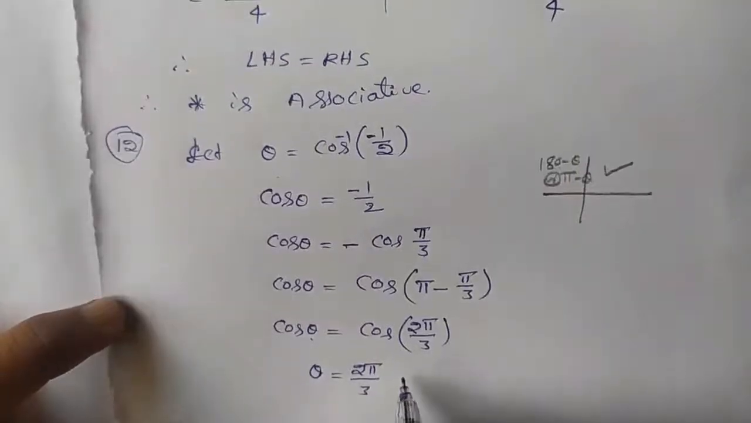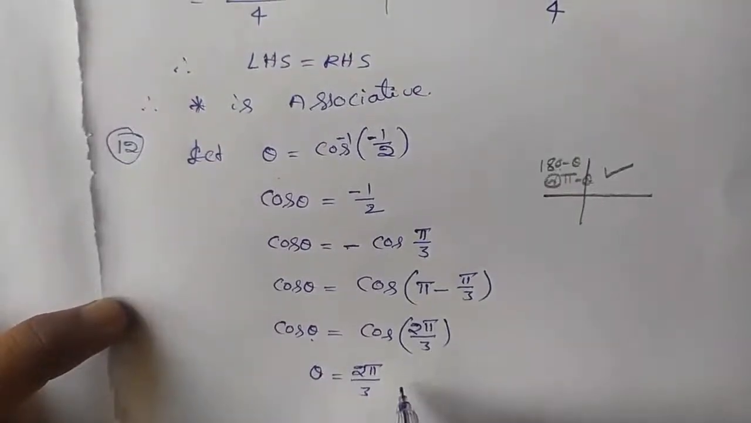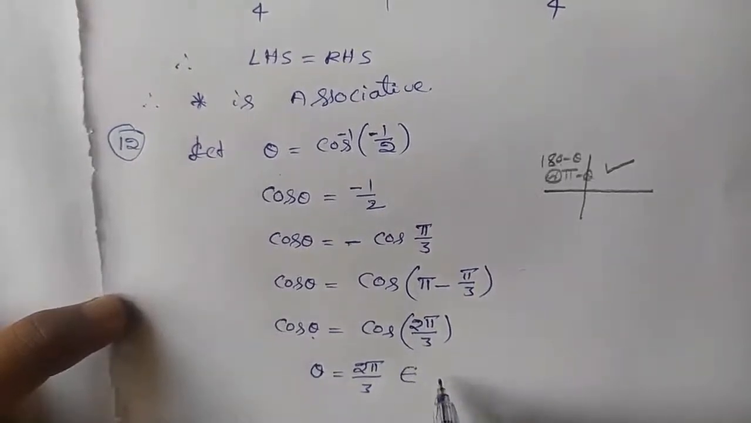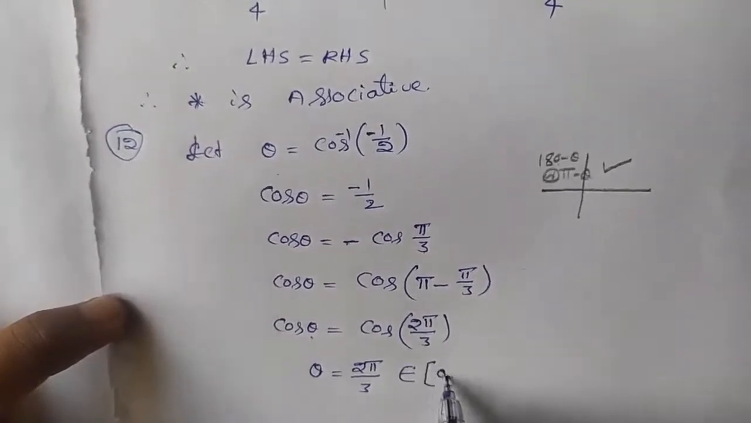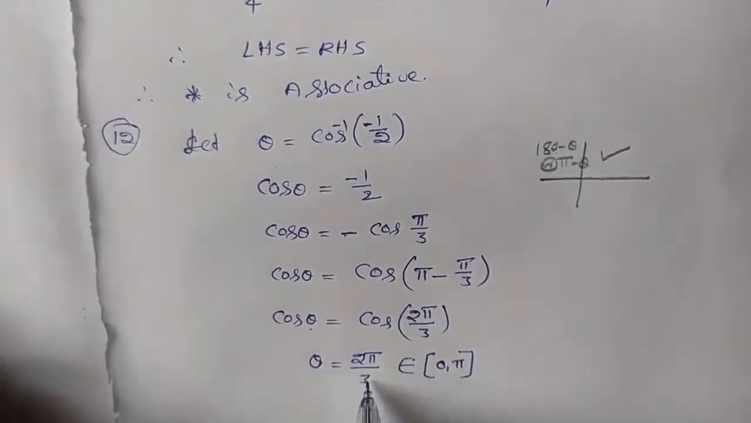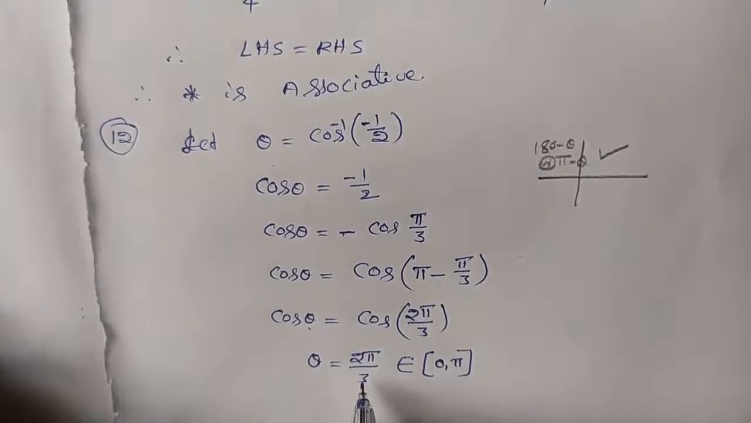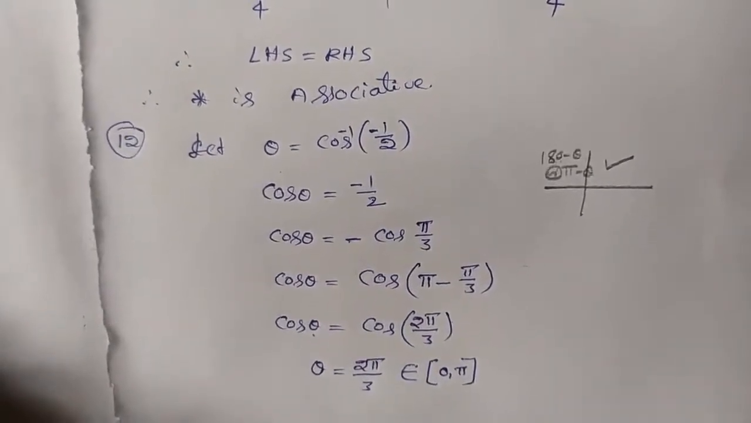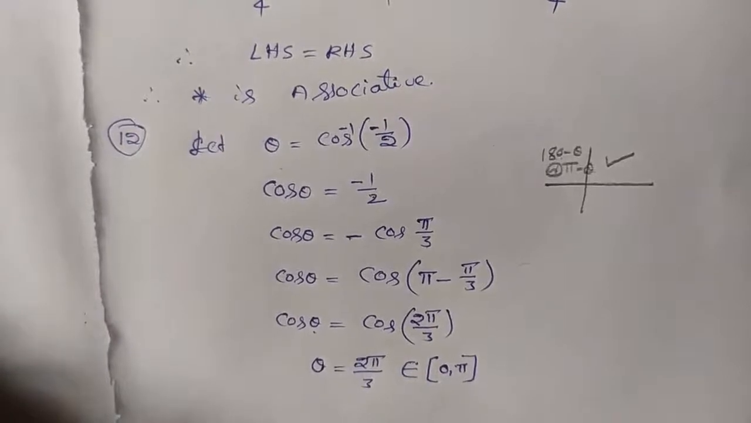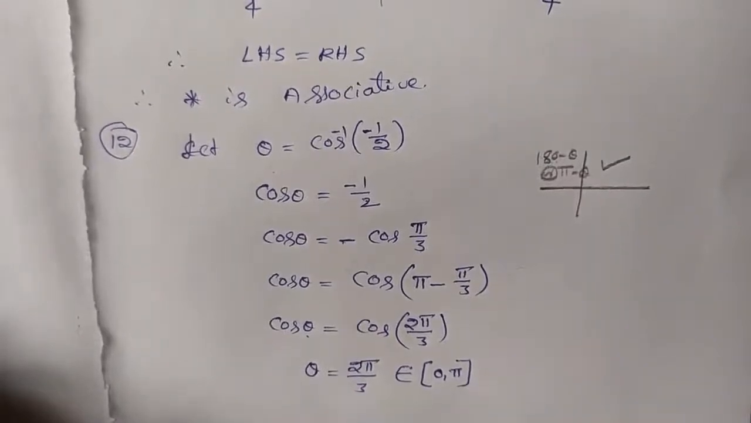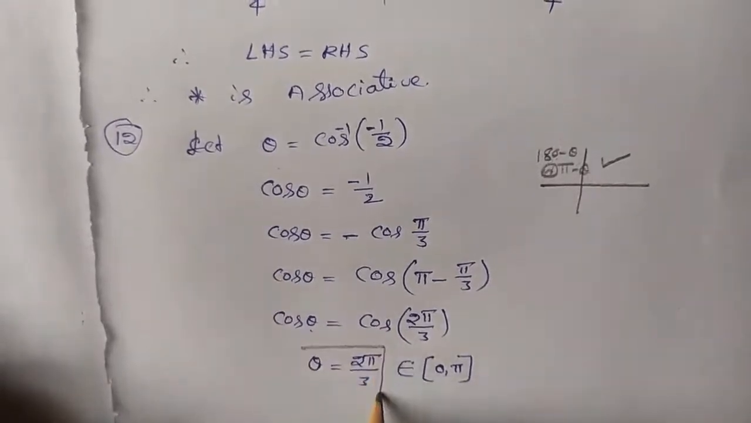What is the range of cos inverse? Does this belong to 0 comma pi? Yes, it belongs to 0 comma pi. So 2 pi by 3 is nothing but 2 into 180 by 3. So 3 ones are 3, 2 threes are 120. Does 120 lie in 0 to 180? Yes, it lies in 0 to 180. Therefore, the principal value of theta is 2 pi by 3.